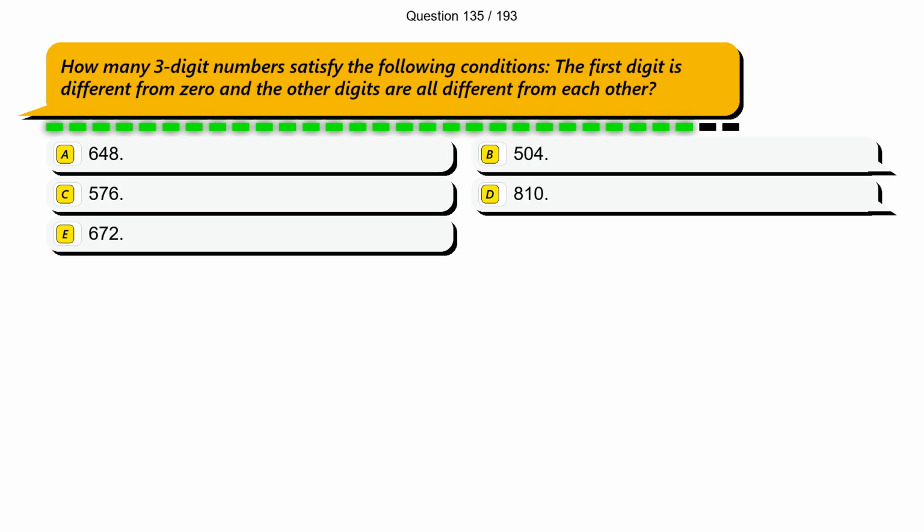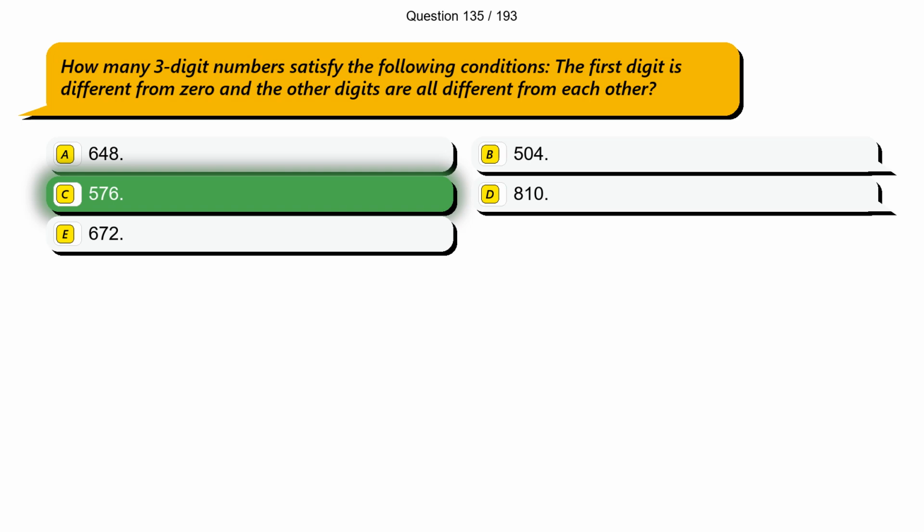Question 135. How many 3-digit numbers satisfy the following conditions? The first digit is different from 0 and the other digits are all different from each other. Option A, 648. Option B, 504. Option C, 576. Option D, 810. Option E, 672.